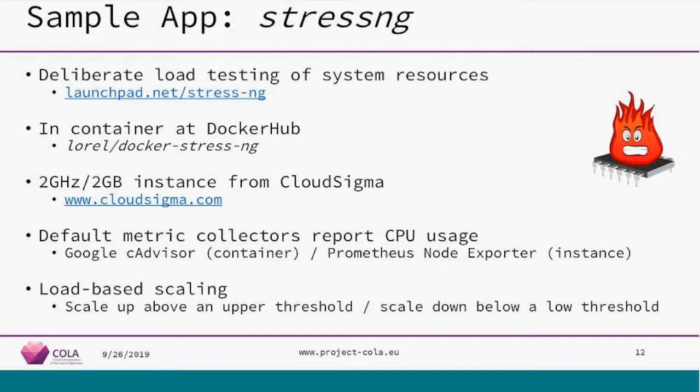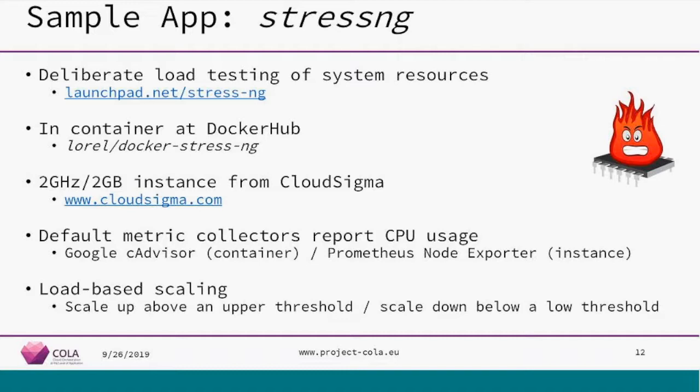So I'm going to show you some ADTs now, but in order to do that, I'd just like to preface it with our very favorite test application in MiCADO called stress-ng, which I'm going to use to run through a quick example ADT with you. stress-ng is a little Linux tool which does some deliberate load testing on a system resource. Today we're going to use it to stress CPU in this example. It's already in a container on the public Docker Hub, so that's great, we can use it. We're using a small instance here from CloudSigma.